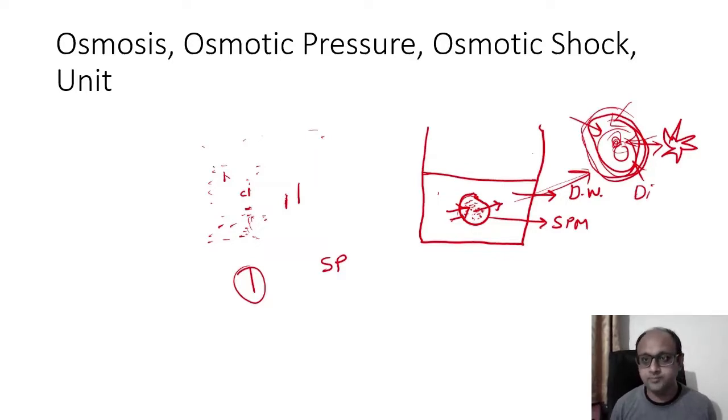So this cell is dying because of osmotic pressure, the process of osmosis. This process is called osmotic shock. The cell has got osmotic shock and it died. So now, what is the application? Now let's consider the reverse of it.